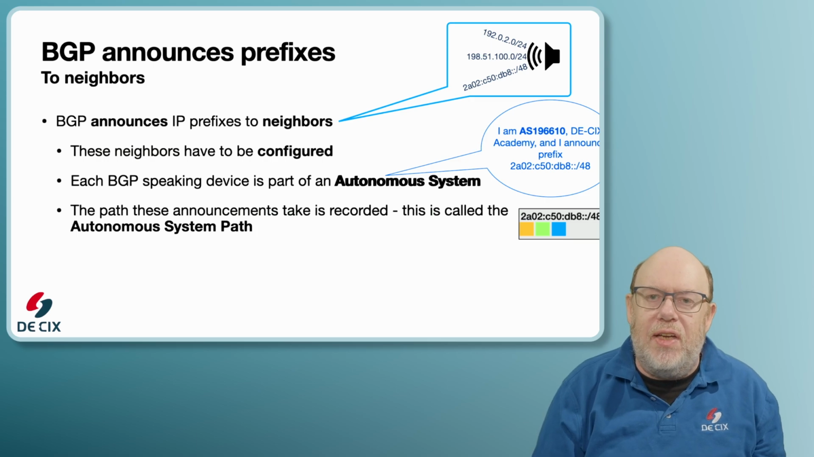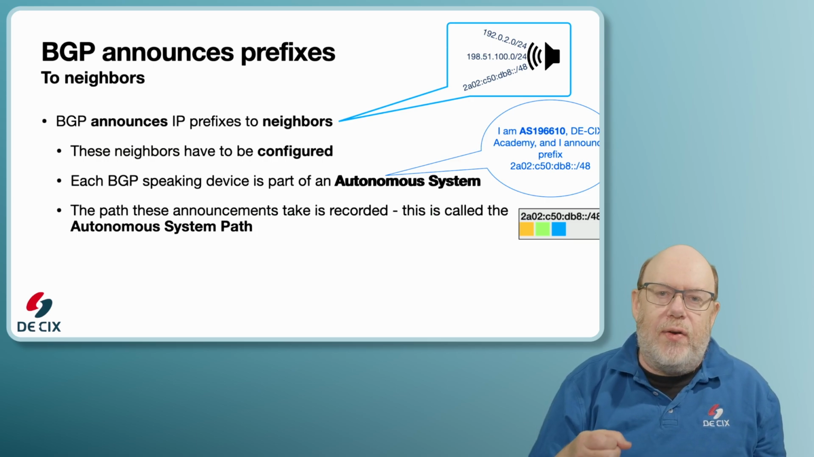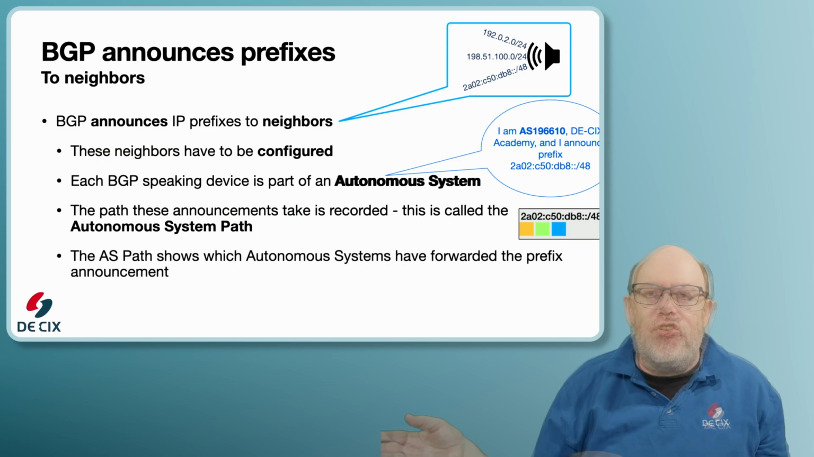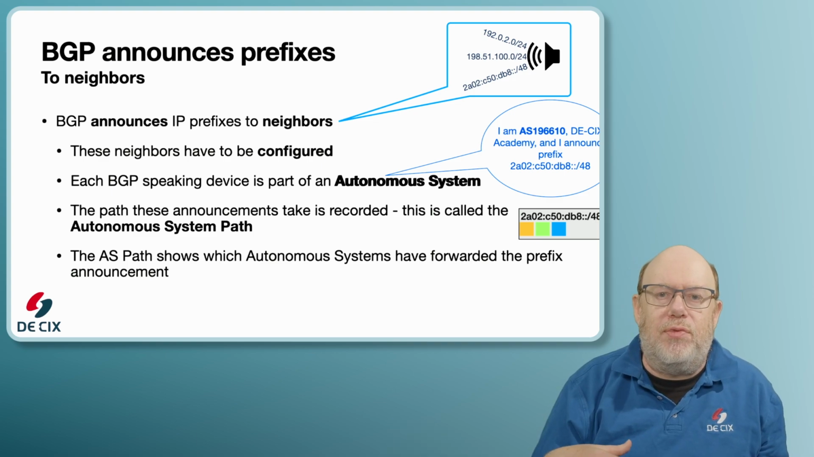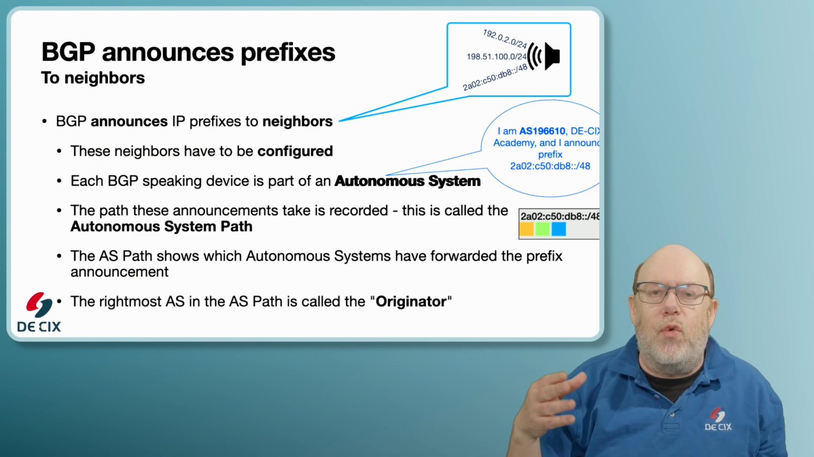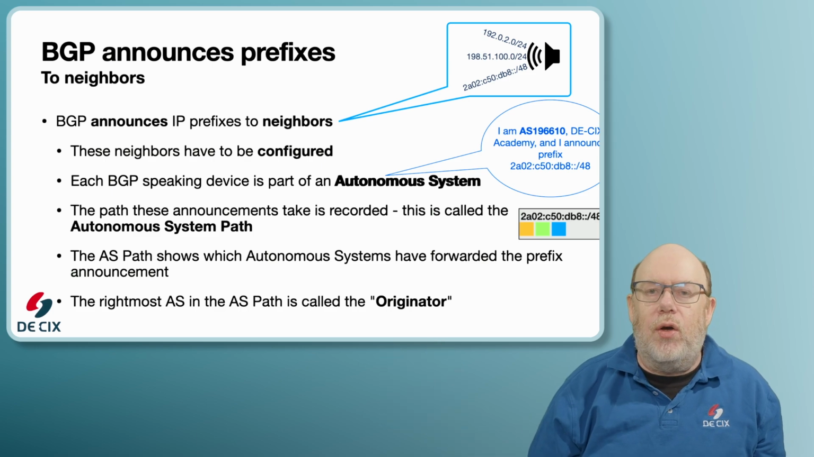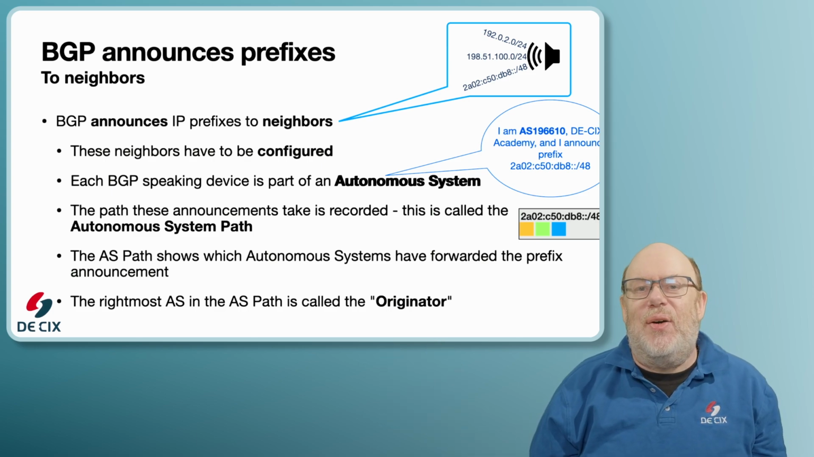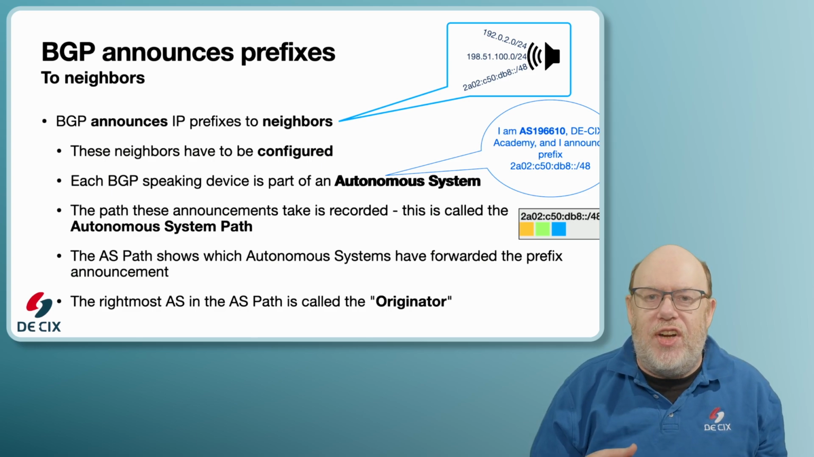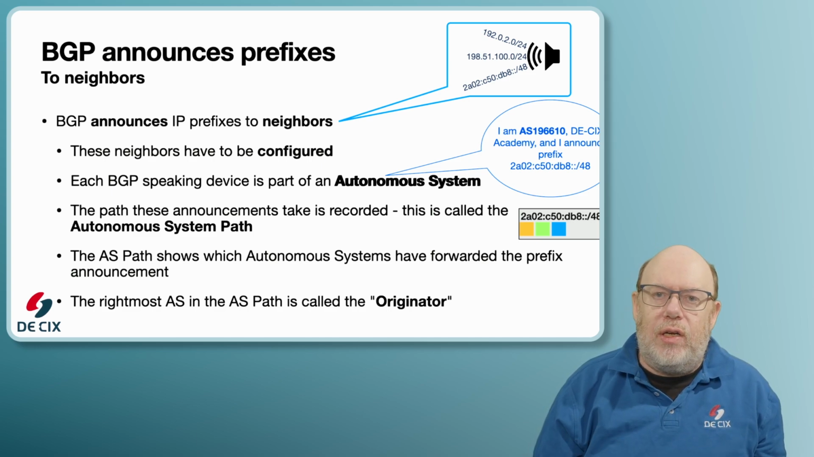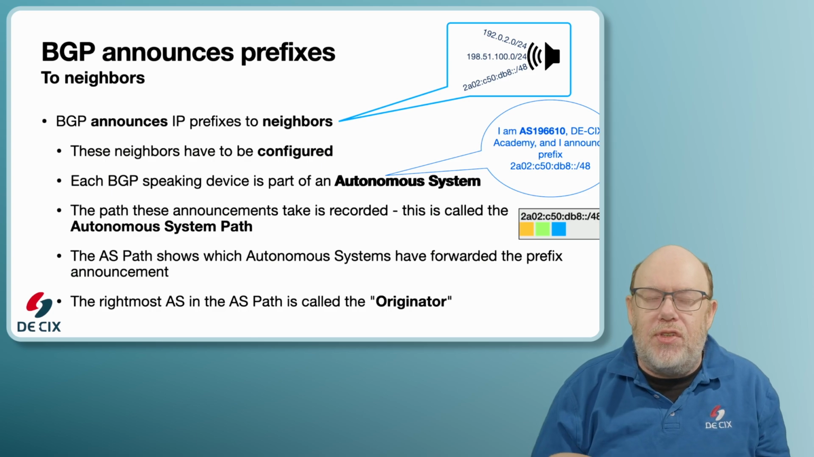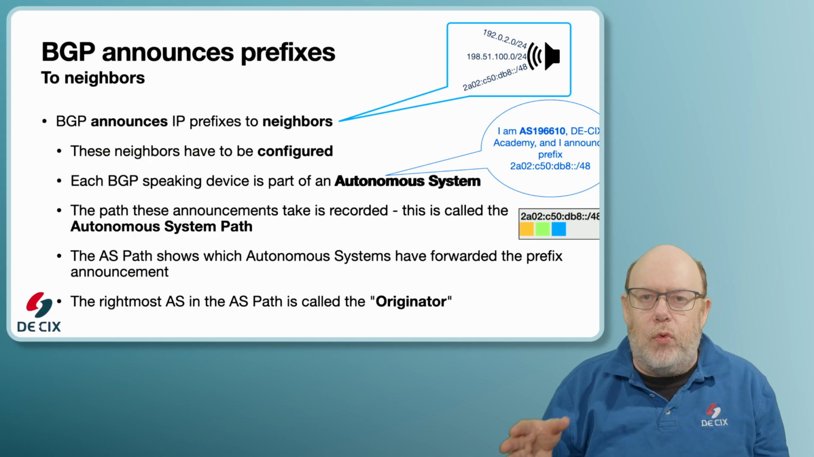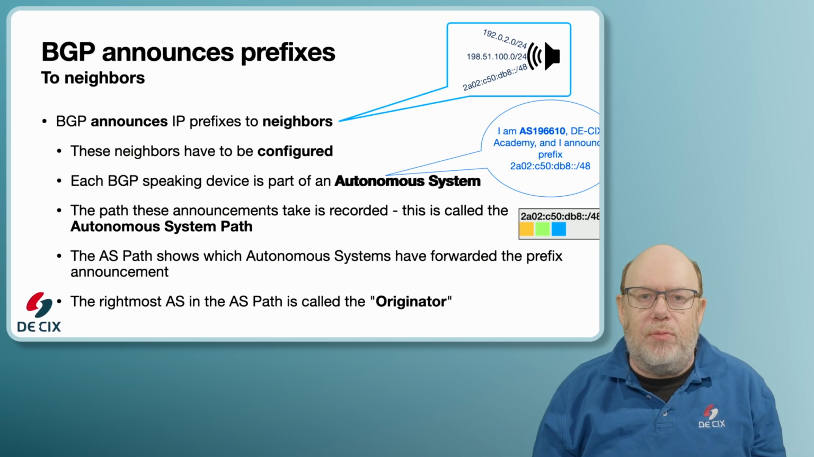And in reality, there are no colored dots. There are numbers in there showing who has forwarded that prefix announcement. And the rightmost autonomous system in the path is also called the originator. So that network which actually hosts that prefix. The others have just forwarded the announcement. The originator, this is the home of the prefix.